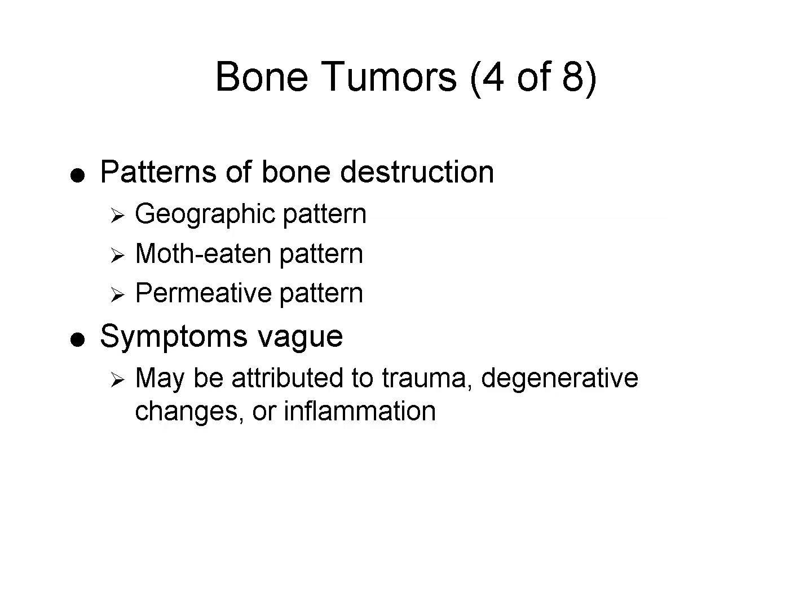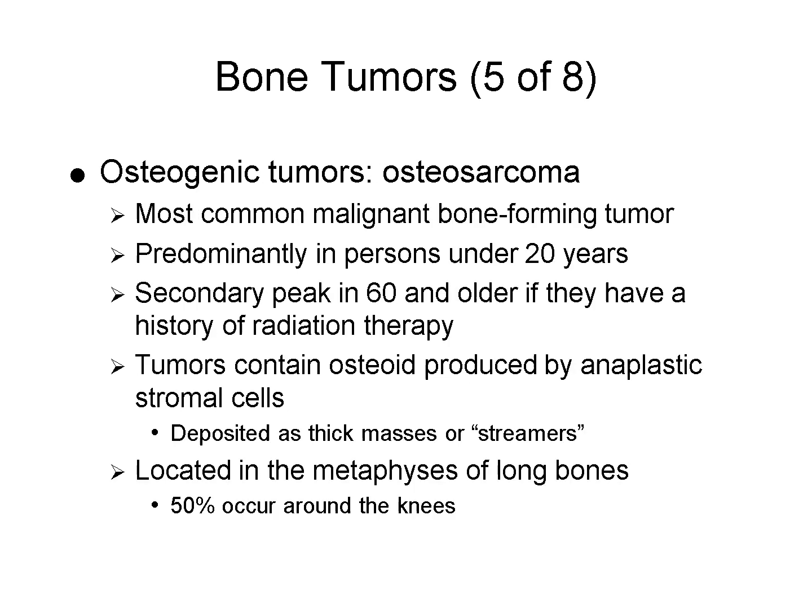This slide visually compares patterns of bone destruction seen in various tumors. Geographic patterns are usually seen in slower-growing tumors, while moth-eaten and permeative patterns suggest rapid growth and malignancy. Identifying these patterns helps prioritize urgency of treatment.